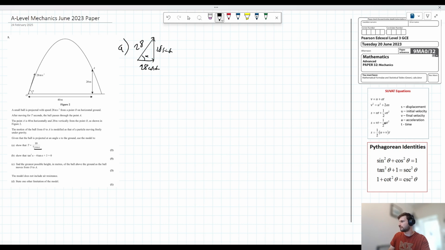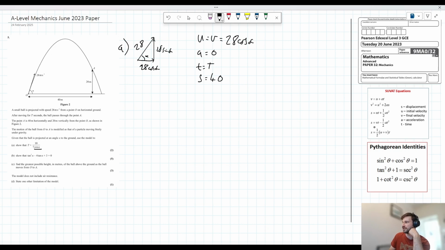To model the motion of this ball, we could make use of these Suvat equations. So our initial velocity, which is also our final velocity, is equal to 28 cos alpha. Our acceleration is nothing. Our time is what we're looking for here, so let's call it capital T. What else? Displacement, it displaces 40 meters to the right, so S here is going to be 40. Suvat. Okay, cool. We've got all our ideas down.